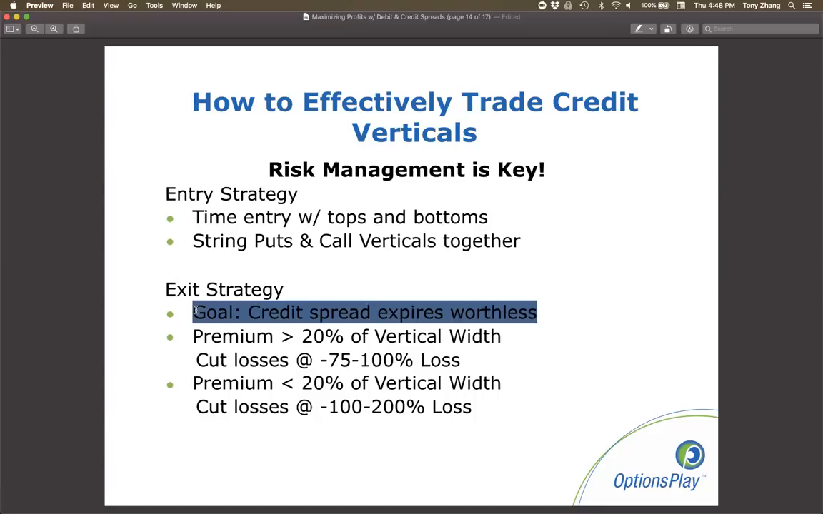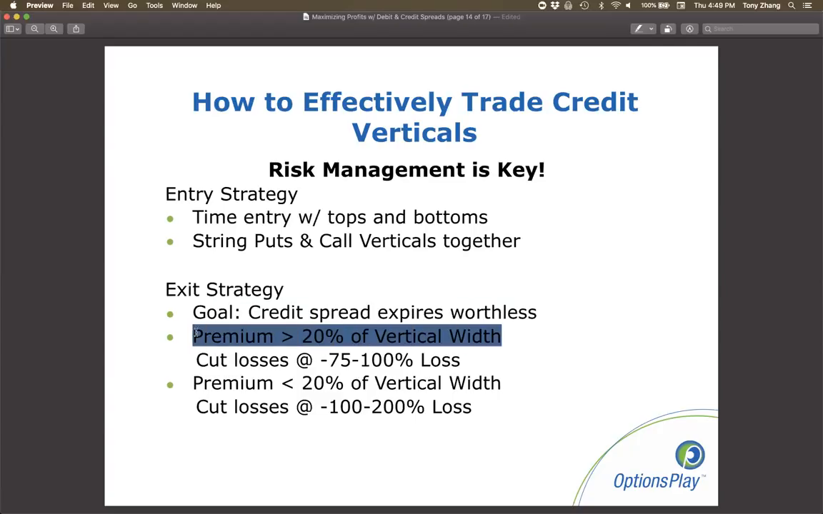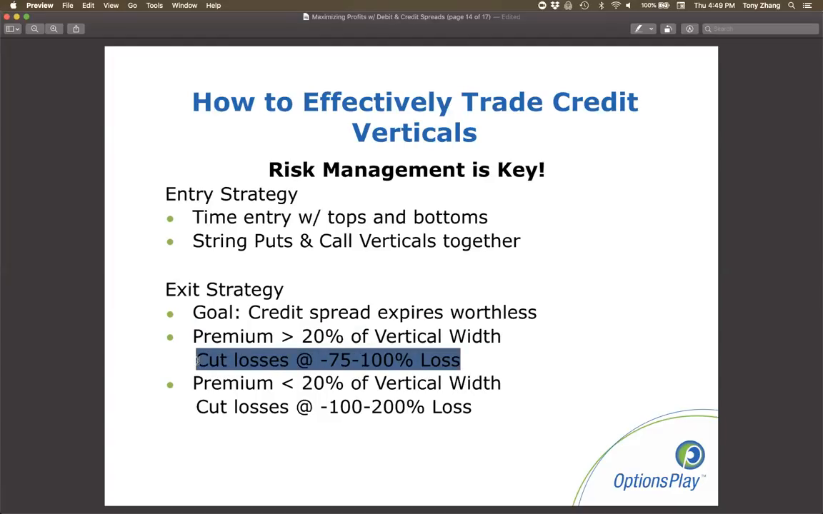The part that needs a little bit more work is when you have to cut your losses, meaning if the trade goes against you, how do you manage that? This really depends on whether the premium that you receive on the credit spread is greater than 20% of the vertical width, so one fifth of the vertical width. So if you're collecting a $2 credit on a vertical that's 10 points wide, that would fall under this category. That's when you want to cut your losses at 75 to 100% loss on the credit spread.